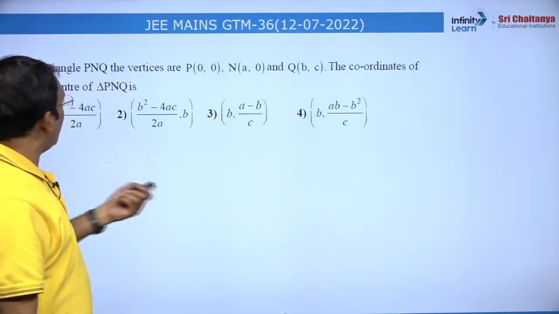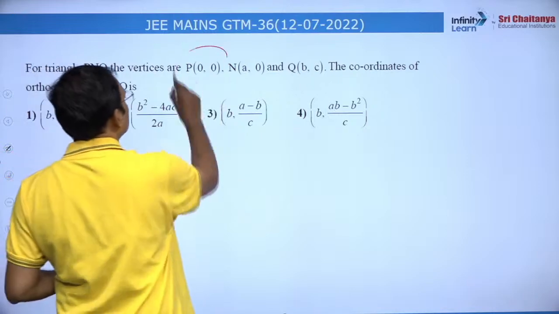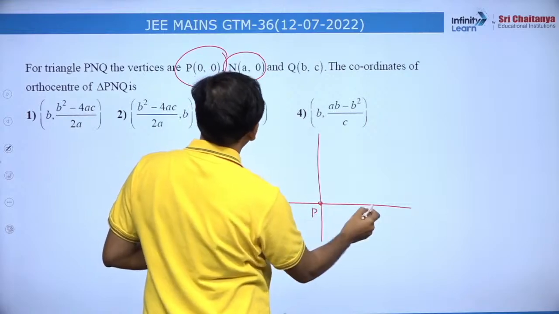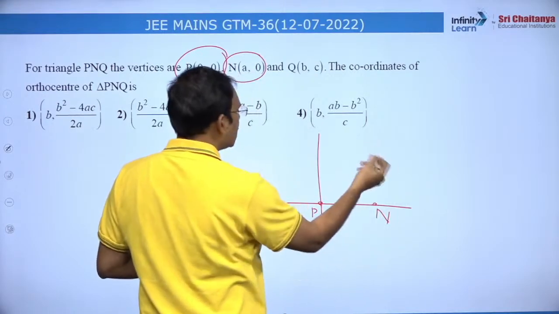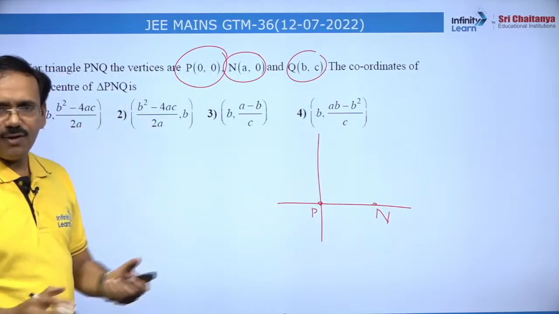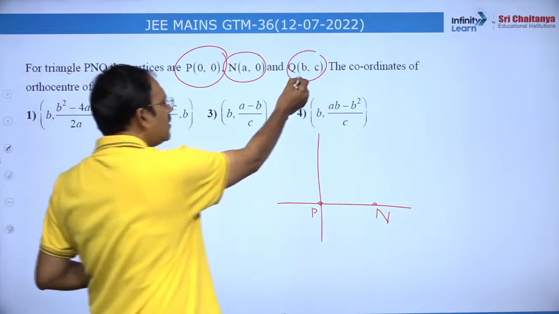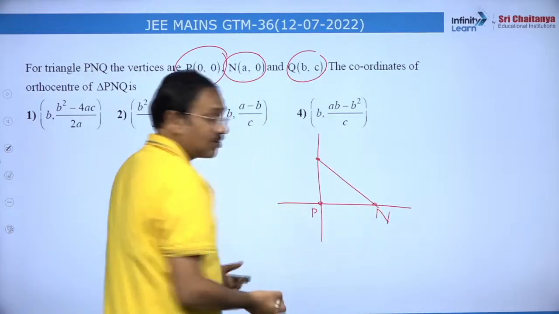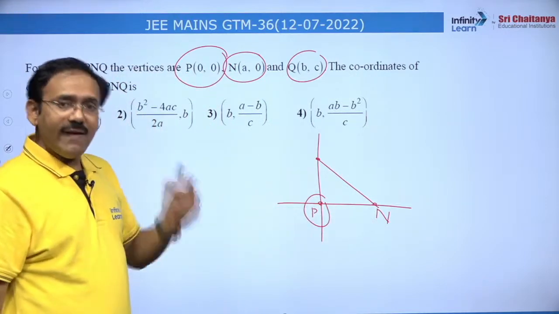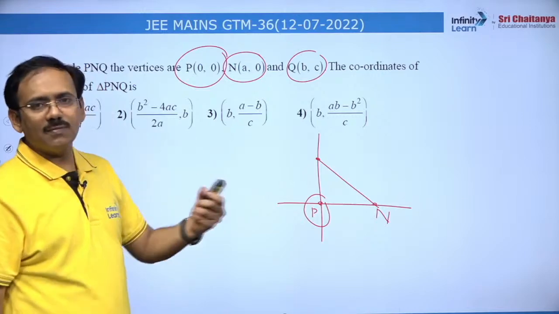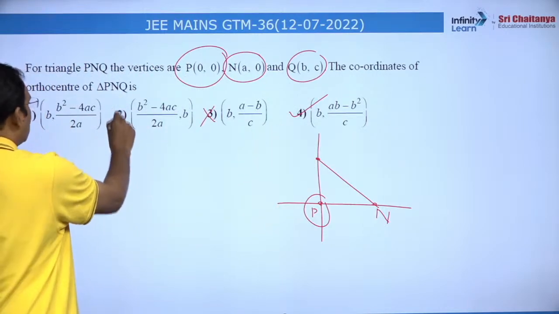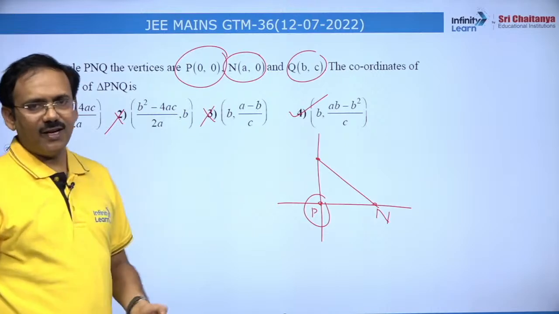Next, my dear friends, P and Q, the vertices are given. P is 0 0, N is A0, which is there on x axis, right. This is P, this is N, and Q is some BC, fine. The coordinates of orthocenter of triangle PNQ. Here you can do the procedure, but one thing, if B is 0, it will be on y axis, the triangle is a right angle triangle, the orthocenter will be the vertex containing the right angle. So, I will choose that option. If B is 0, answer must be origin. You see, this option is fine, but this is not okay. So, I got the answer, I did not work it out, right.